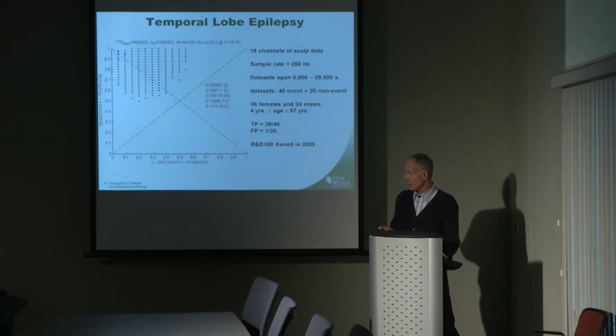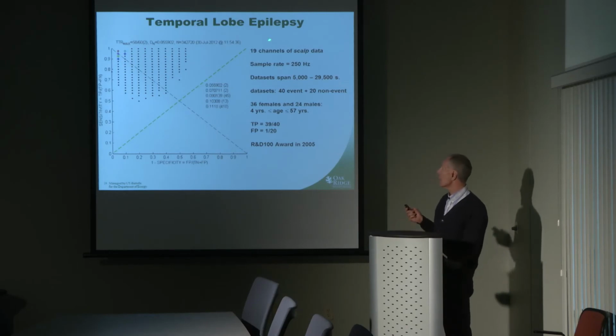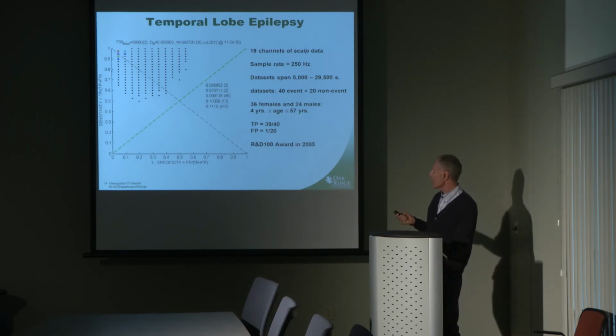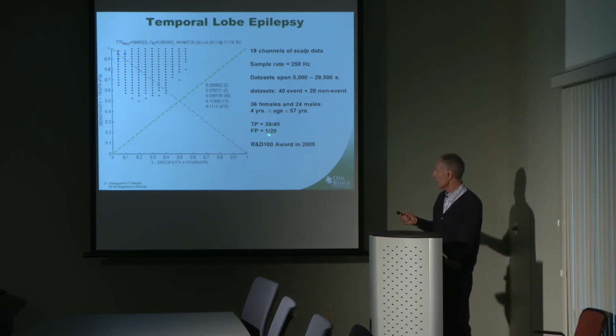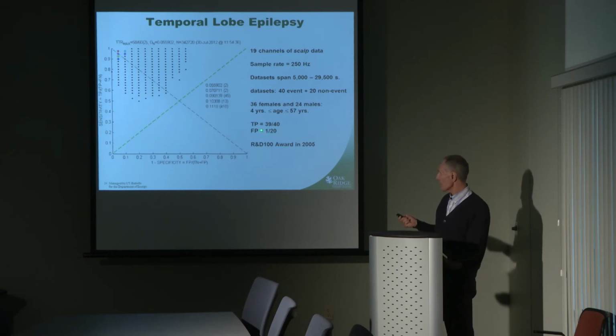So let me talk a little bit more detail about the epilepsy example. There were 19 channels of scalp data. The sampling rate was 250 hertz. The data sets ranged in length from an hour and a half to a little over 8 hours long. There were 40 event cases and 20 non-event cases, males and females, pediatric to elderly. And in the example I show here, we have a true positive rate of 39 out of 40 and a false positive rate on the non-events of 1 out of 20.